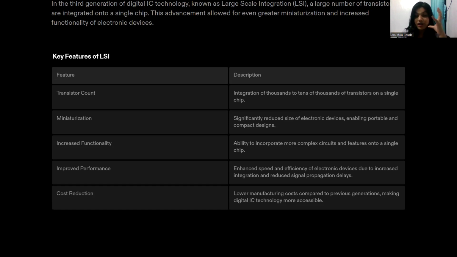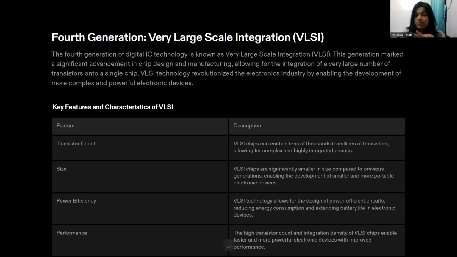The cost reduction has happened here, as the first generation was manually connected. Here is the lower manufacturing cost compared to the previous generation, making digital IC technology more accessible. We'll be looking into the fourth generation, which is very large scale integration.